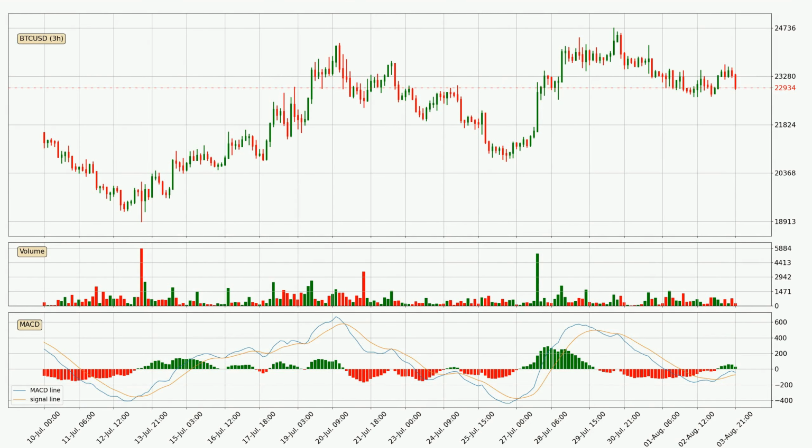Moving to the 3-hourly MACD, seeing as the MACD line is above the signal line, the trend is currently on the up. However, the MACD histogram shows that the momentum is currently shifting to the downside, and it could be expected that the price will consolidate, and it is better to wait and see if the MACD line will cross the signal line, which will be bearish.